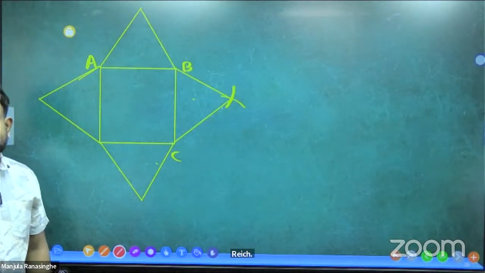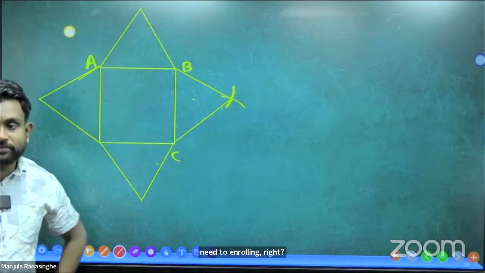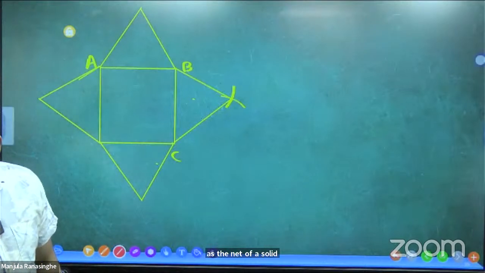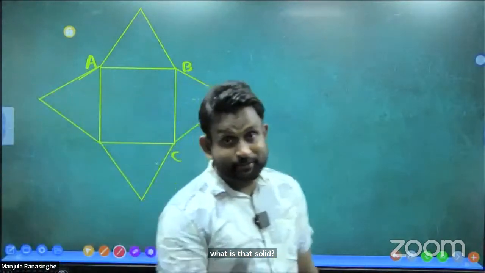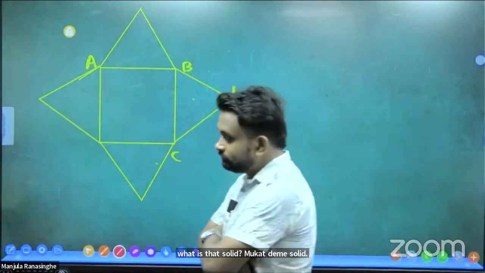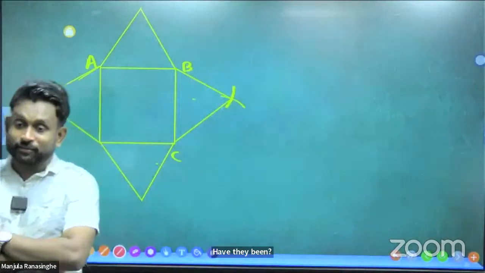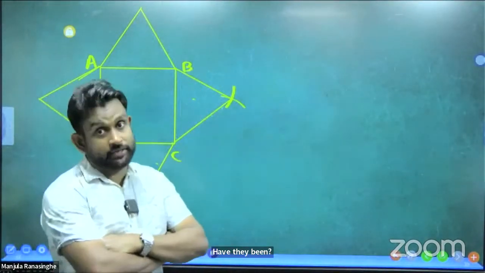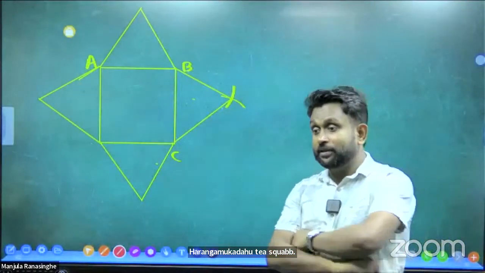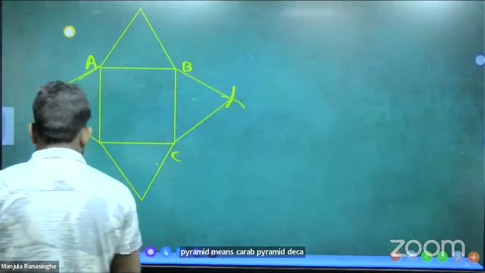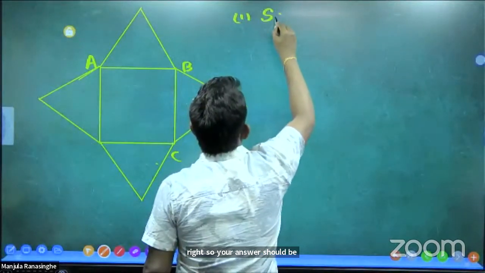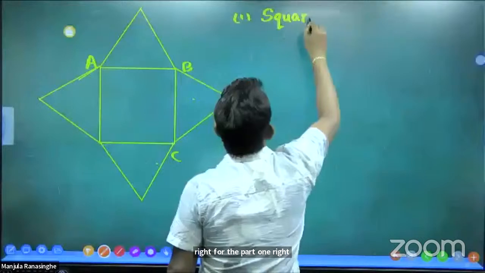The composite figure constructed above can be used as the net of a solid. What is that solid? Everyone tell me. Square pyramid. What is the correct name? Square pyramid, or square base pyramid? Both are acceptable. So your answer for part 1 should be square base pyramid or square pyramid.